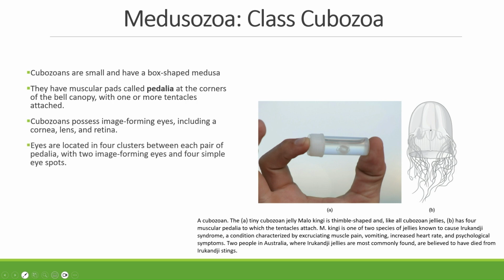They are active hunters. They can swim through the water column searching for prey such as small fish, worms, and crustaceans. Like other medusozoans, they have separate sexes, and the planula larva settles to form a polyp, producing new medusae.